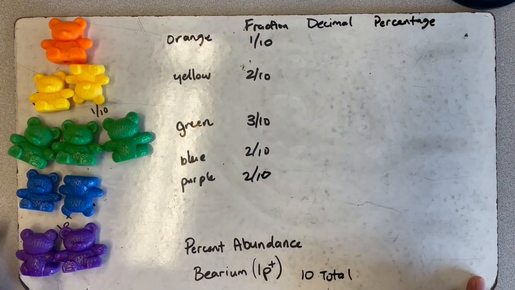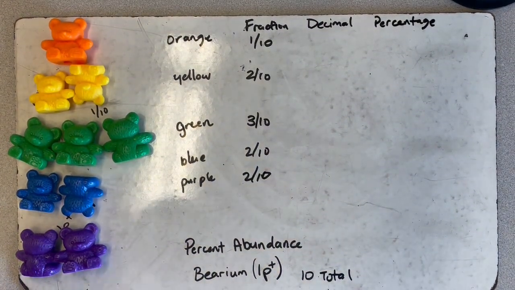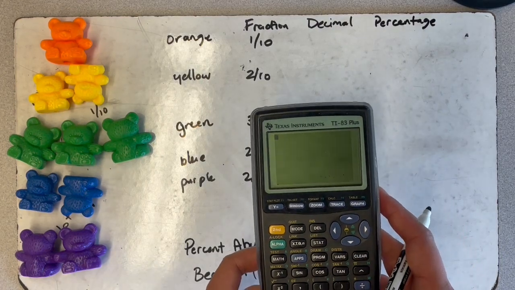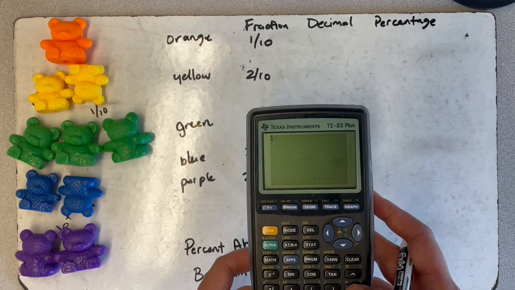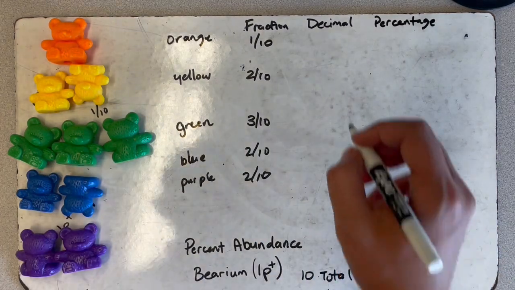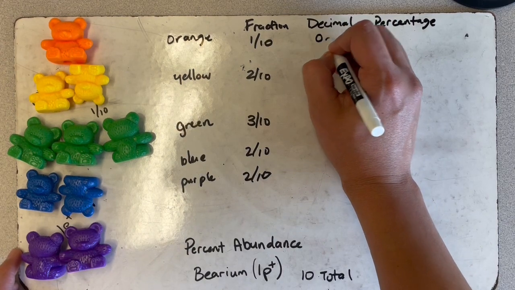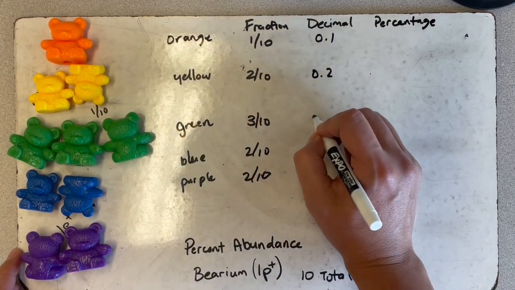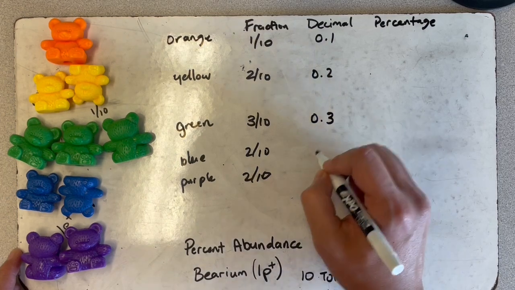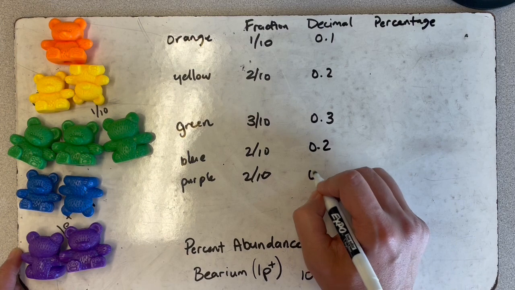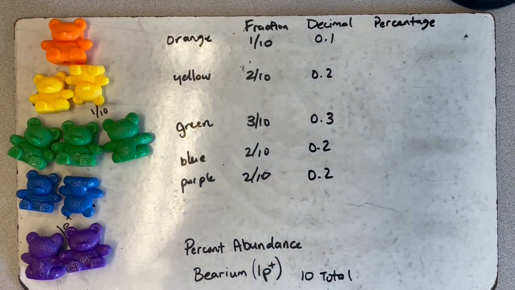So when I plug these into a calculator, what I can say is that 1 out of 10 gives me 0.1. So that would be my decimal. So 1 divided by 10 gives me 0.1. If I do the same thing with yellow, I would get 0.2. With green, 0.3. With blue, 0.2. And with purple, 0.2.